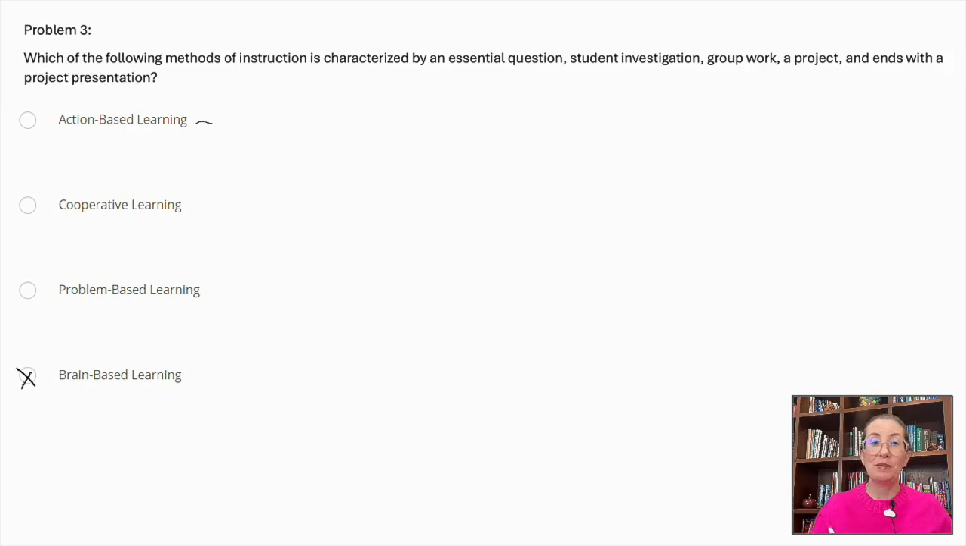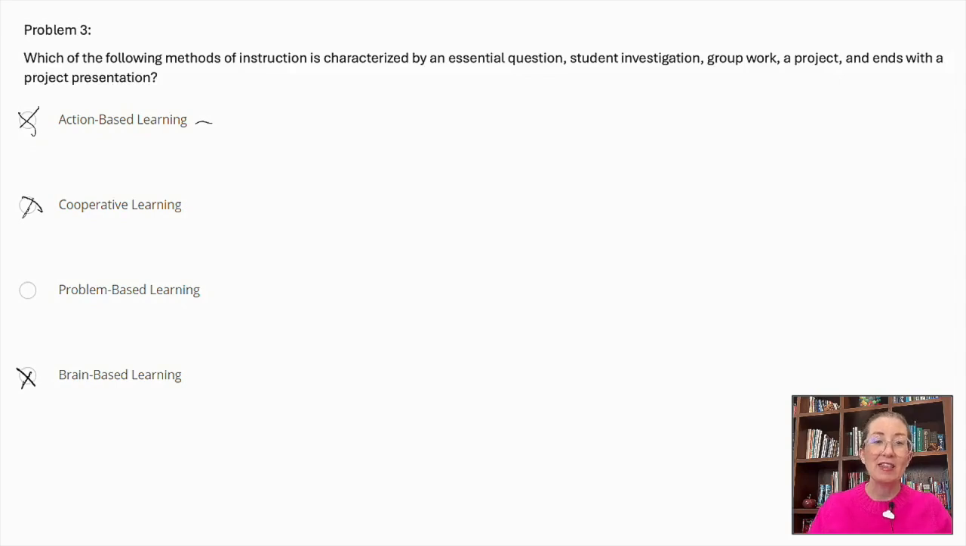Now to action-based learning. This focuses on physical movement and activities to enhance learning, not necessarily structured around an essential question and project presentation. So this is incorrect as well. Cooperative learning. This involves students working together in groups to achieve a common goal, but may not always include an essential question or a final project presentation. So we can eliminate that as well.